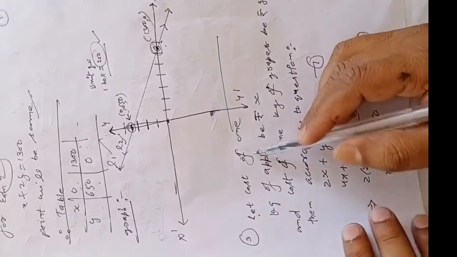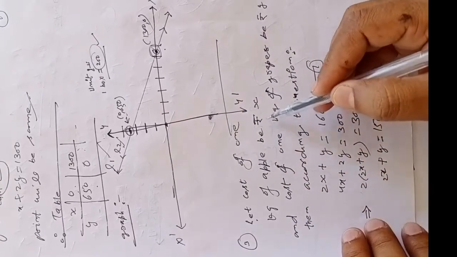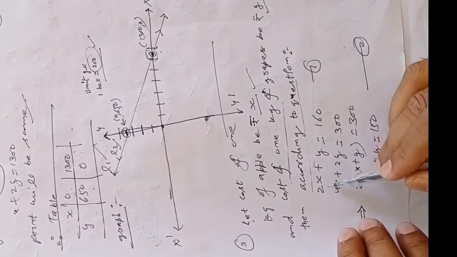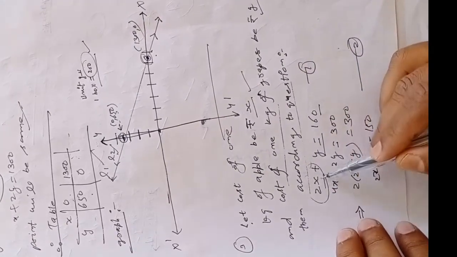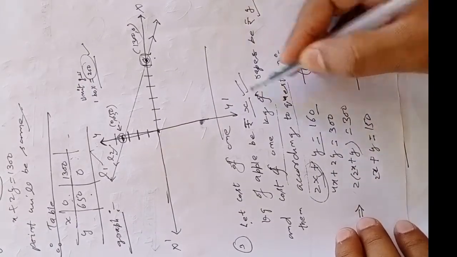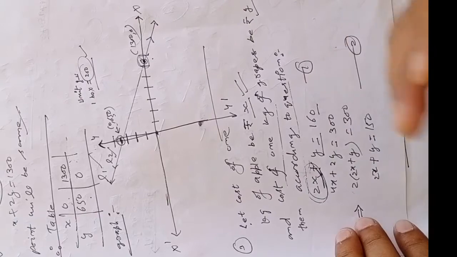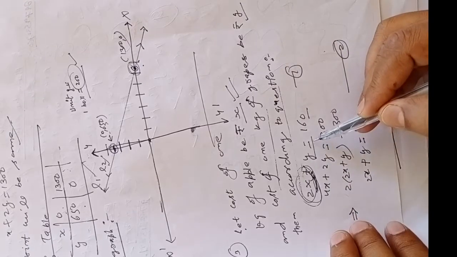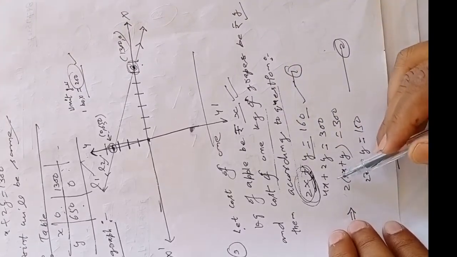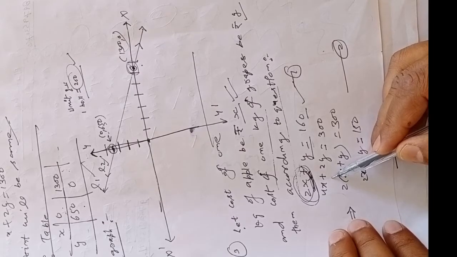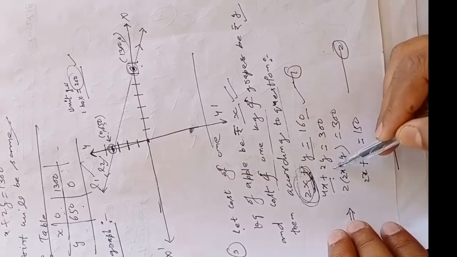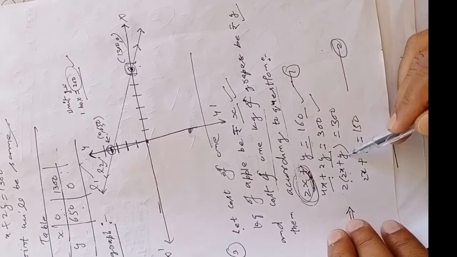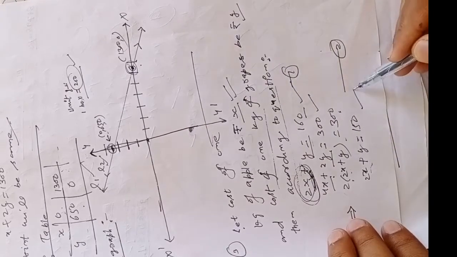So we are letting the cost of 1 kg of apples be rupees x and the cost of 1 kg of grapes be rupees y. According to the question, 2x plus y is equal to 160, because 2 kg of apples. If the cost of 1 kg is x, then the cost of 2 kg will be 2x, 3 kg will be 3x, but this time 2 kg, so 2x plus y is equal to 160. And for another point, we have the cost of 4 kg of apples, so it will be 4x, and 2 kg of grapes, so 2y is equal to 300. We can take 2 common in this, 2x plus y is equal to 150 will be the final.